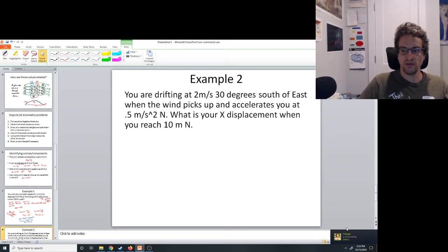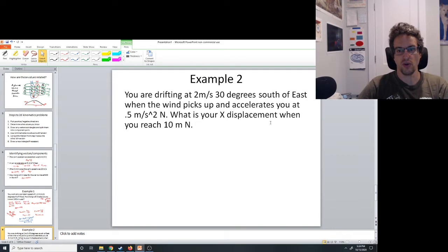Example 2. You are drifting at 2 meters per second, 30 degrees south of east, when the wind picks up and accelerates you at 5 meters per second squared north. What is your x displacement when you reach 10 meters north?